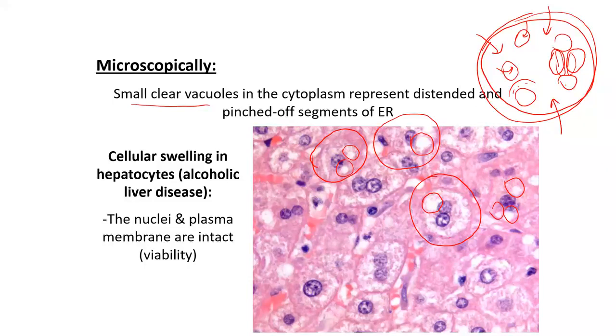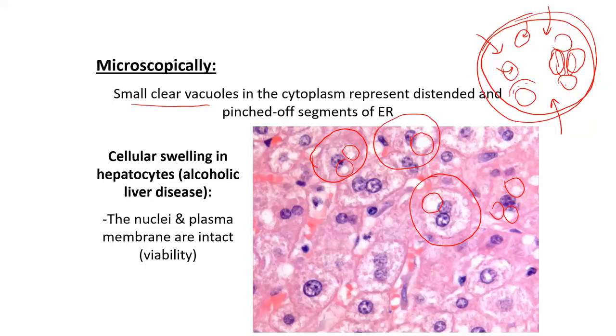Fine. Cellular swelling in hepatocytes. This is a kind of alcoholic liver disease. Patients taking a lot of alcoholic beverages for a long time will have some injury to hepatocytes, and this starts by hydropic swelling or vacuolar degeneration.